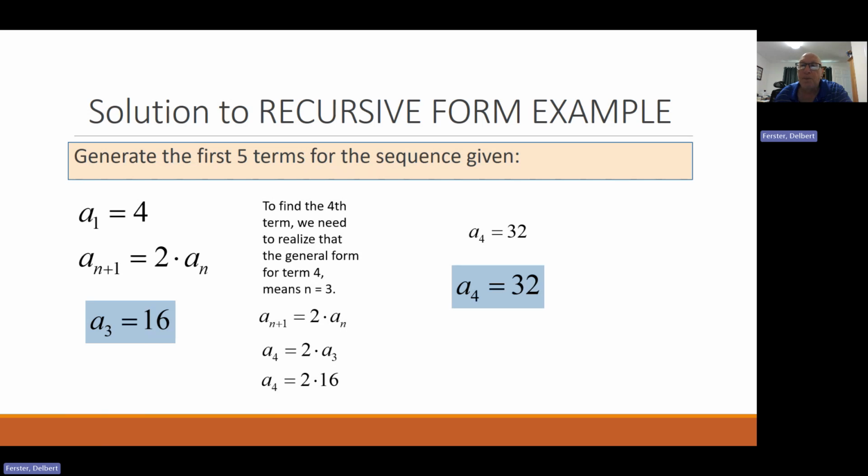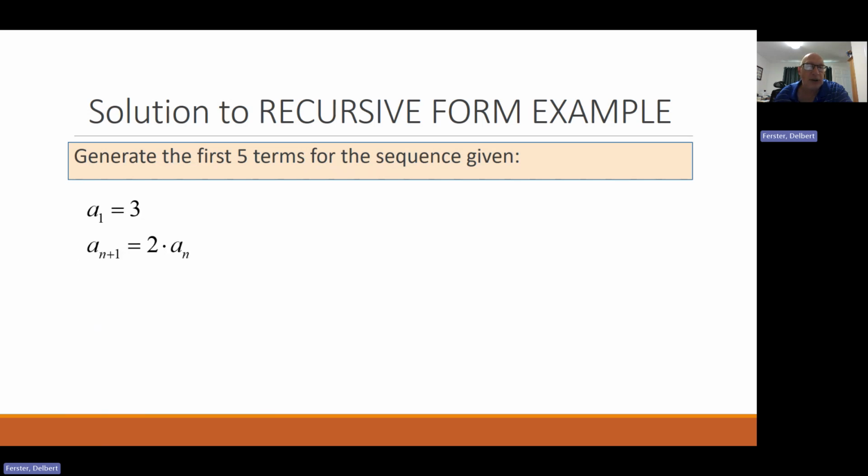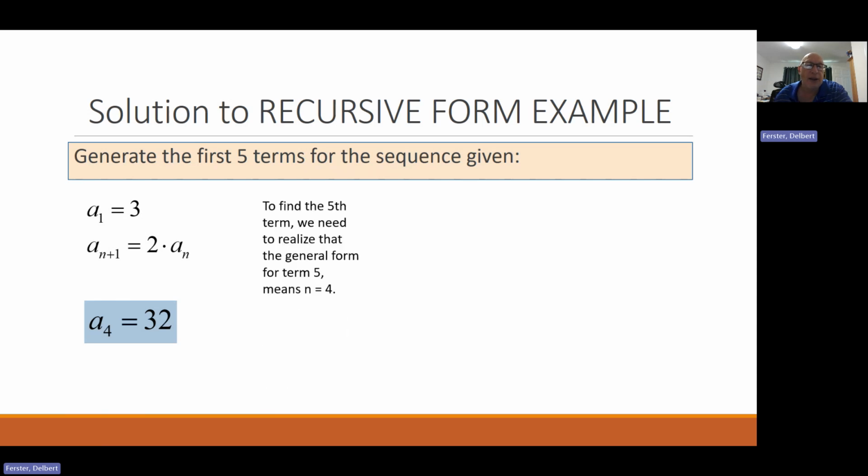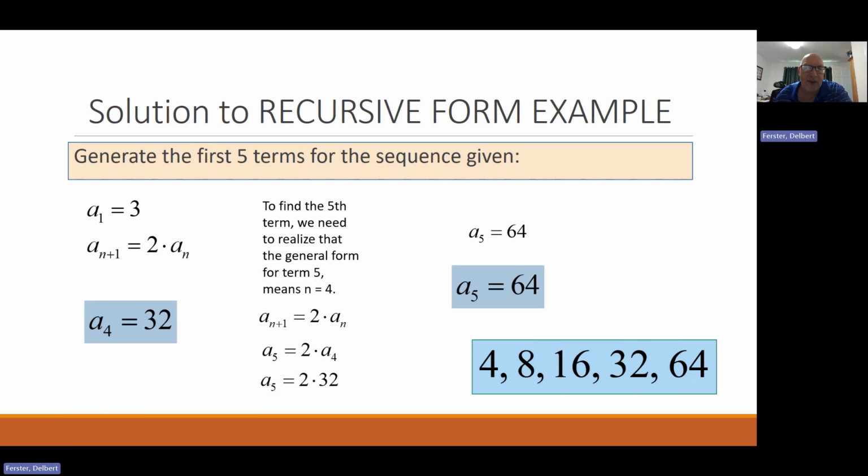We've got one more to go, and we will have found term 5. Reminding us that term 4 was 32, if that subscript n plus 1 is to be worth a 5, n has to be played by 4. All that means is that term 5 is 2 times term 4, which we already know was 32. That makes term 5 64. And there is term 5. We have successfully found the first 5 terms of that geometric sequence in recursive form. In every case, we were doubling to get from term to term.